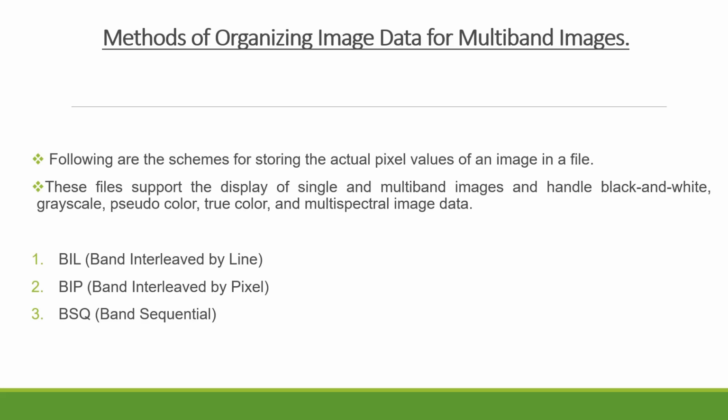There are basically three formats in which we organize the data for multiband images: BIL, BIP and BSQ. BIL means band interleaved by line format, BIP means band interleaved by pixel format, and BSQ means band sequential format. Now we are going to look at these formats one by one, and we will also try to understand these formats with the help of some images.